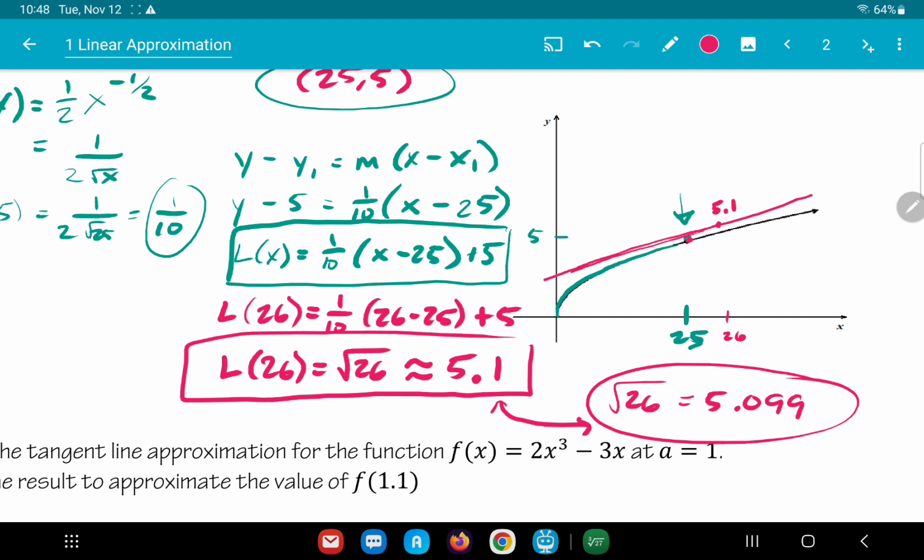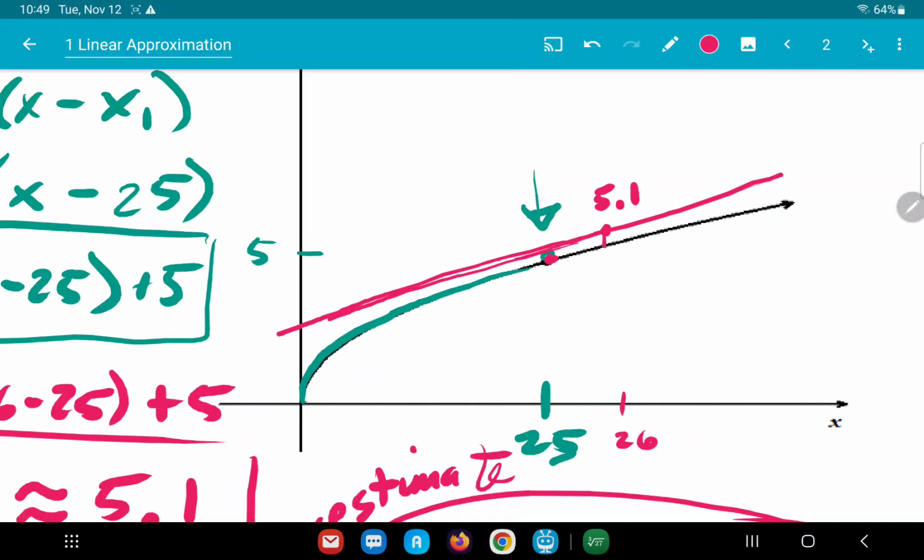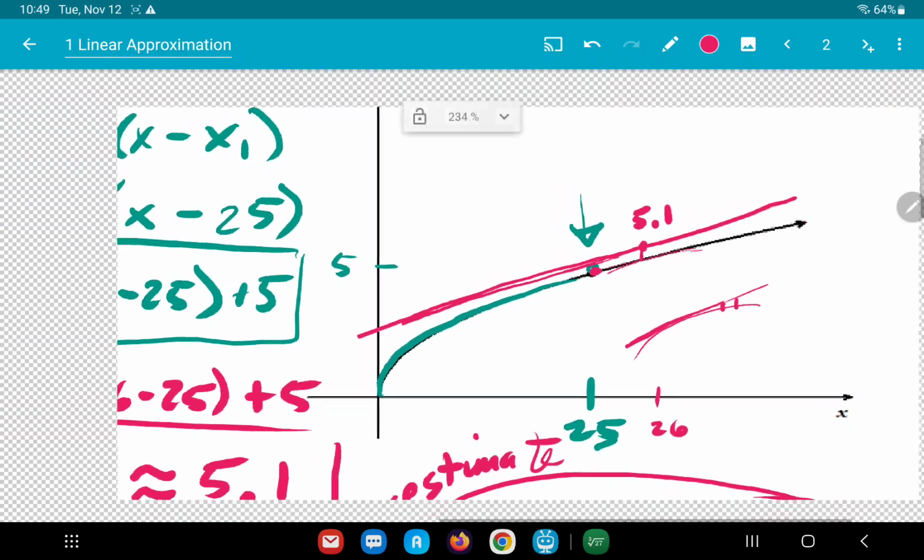Now what you'll notice is that number 5.1 that we found was a bit of an overestimate. I'm going to write down the word overestimate here. This is an overestimate to the true value, and you'll notice that the line itself was slightly above the actual curve of the graph of the square root function. So because the tangent line is above the actual curve, that's going to give you an over approximation.